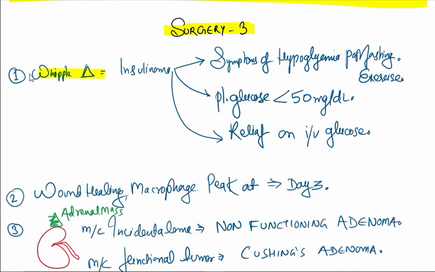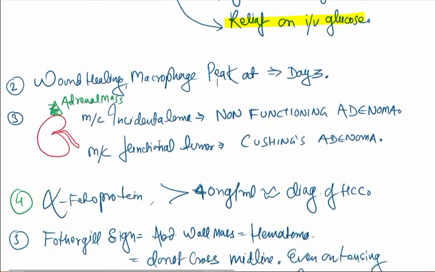Whipple's triad is for insulinoma. There are symptoms of hypoglycemia post fasting or exercise, plasma glucose is less than 50 mg per deciliter, and the patient gets relief on IV glucose administration.